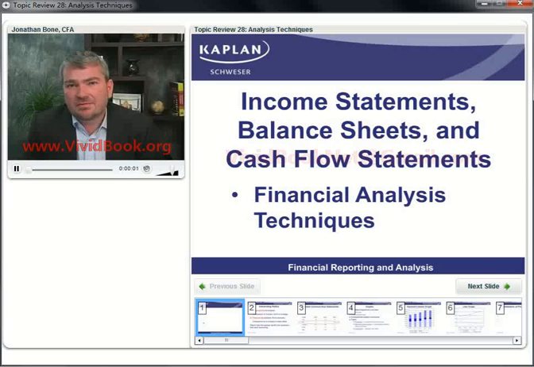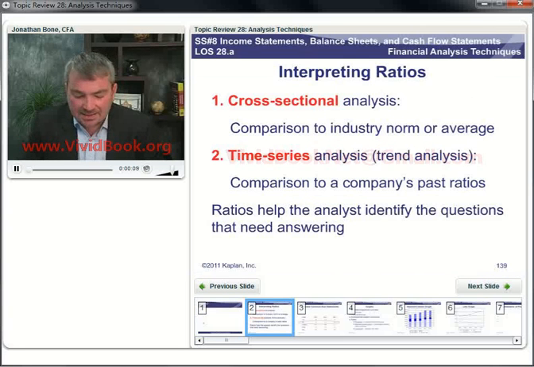Welcome to our reading on financial analysis techniques, and really you can read that as being ratios. Okay, our first LOS is describe tools and techniques and their limitations.